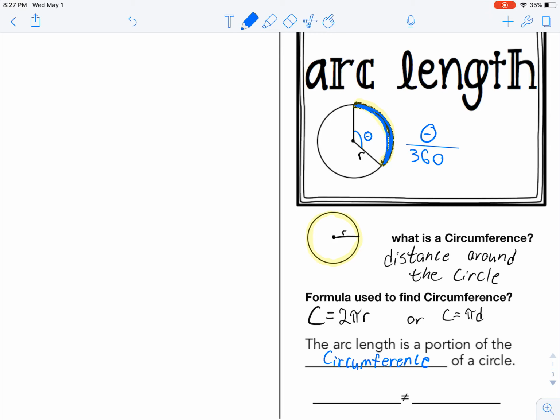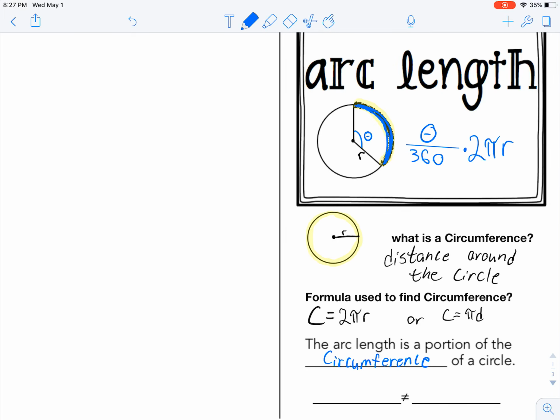Then we've got to find that distance. Well, that distance around the circle, we said that's the circumference. So if I multiply the portion I'm using by the circumference, theta over 360 times 2 pi r, that's going to be our formula that we're going to use today to find arc length.